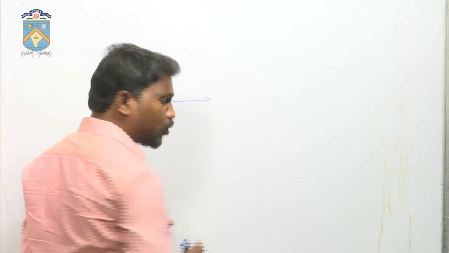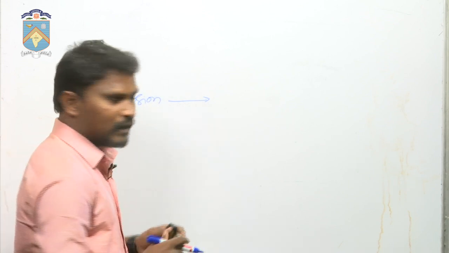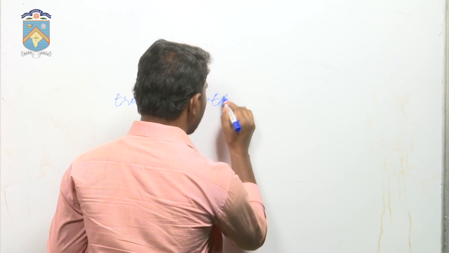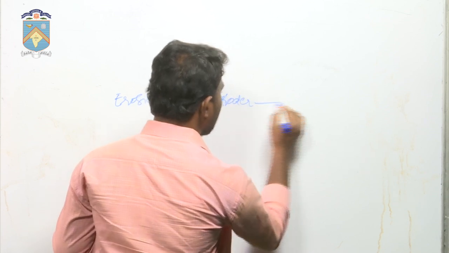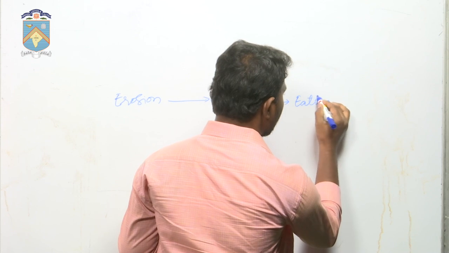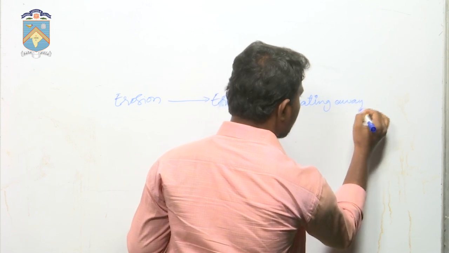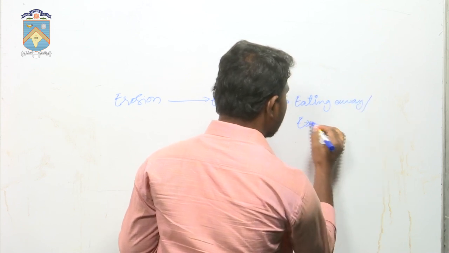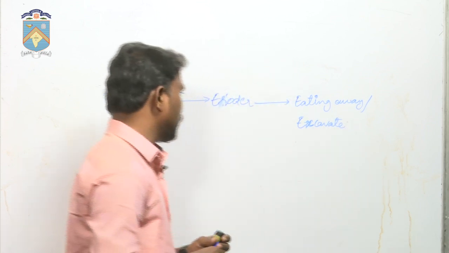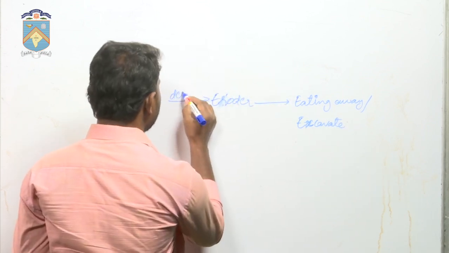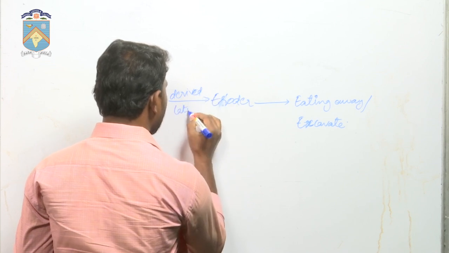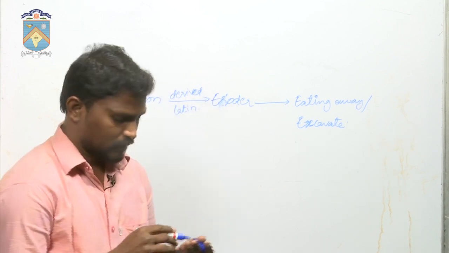The word erosion is derived from Latin, which is erodere, which means eating away or excavate, derived from Latin, right.